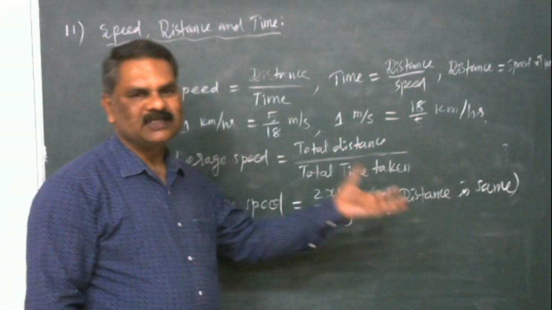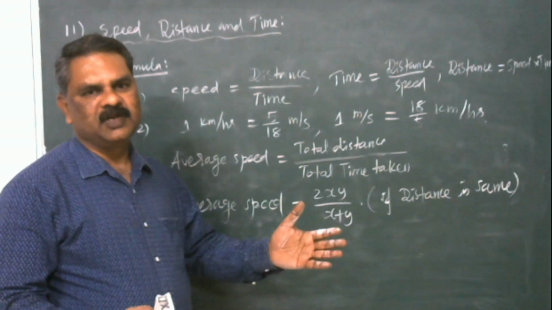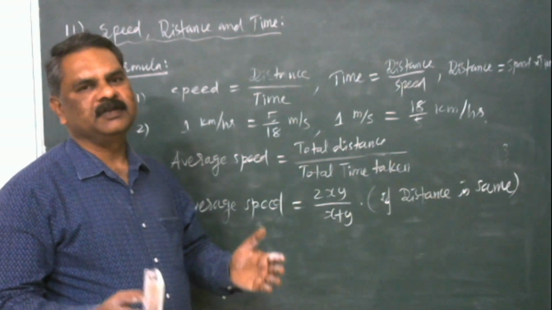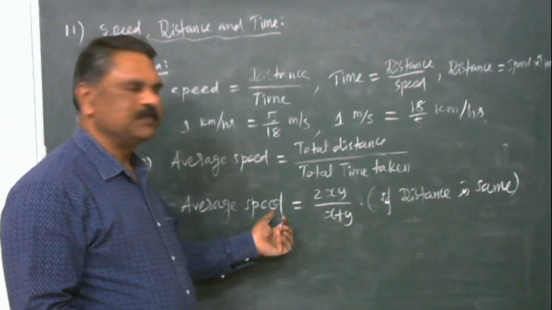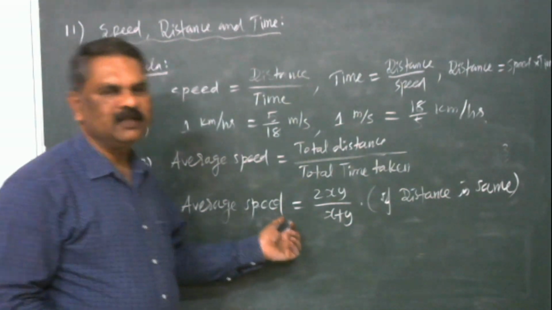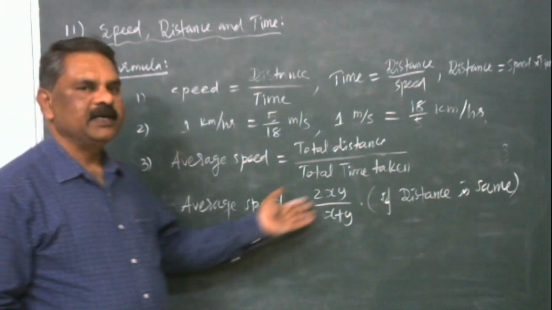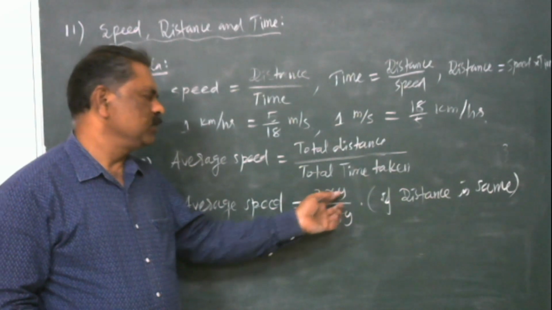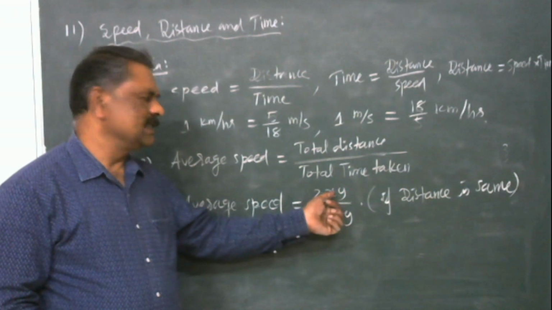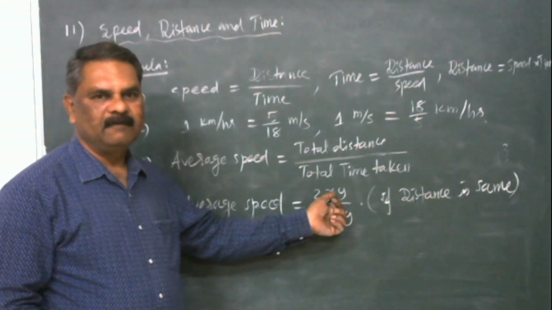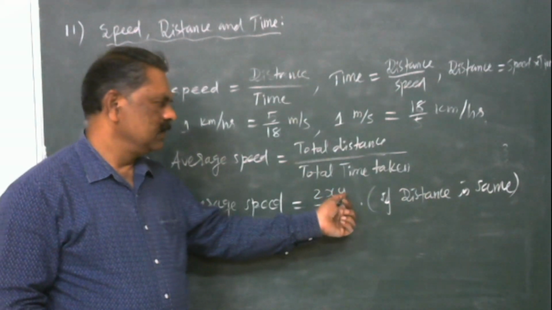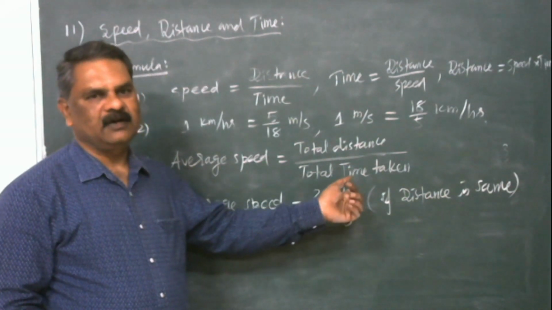Here the distance is constant. Over the same distance, one car will travel with one speed and another car with another speed. If you want to find the average speed, we can use the formula 2xy by x plus y, where x is the speed of the first car and y is the speed of the second car.